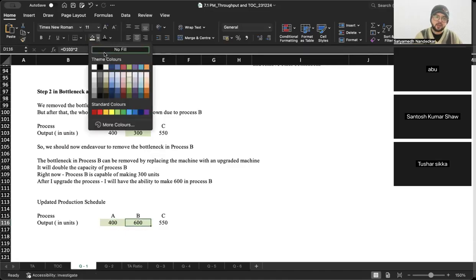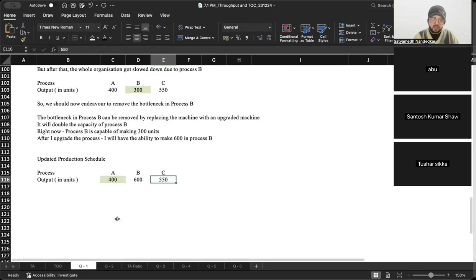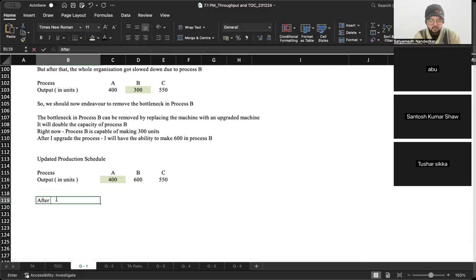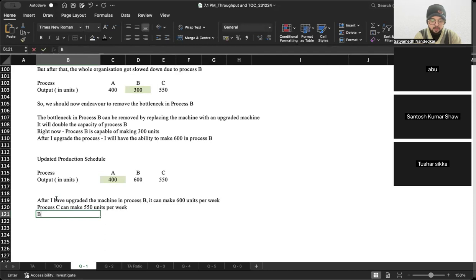And now if you observe, B makes 600, C makes 550. Now A is the bottleneck. Okay. After I have upgraded the machine in process B, it can make 600 units per week. Process C can make 550 units per week.